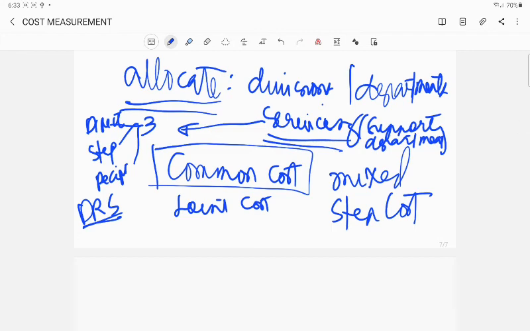Okay, so let me stop at this point. We learn about what a cost object is, what's cost accumulation, what's cost assignment is, and what are the reasons why there is a need for us to allocate.